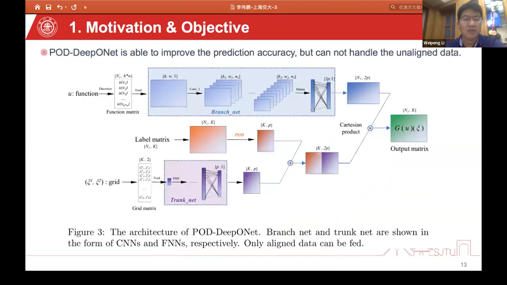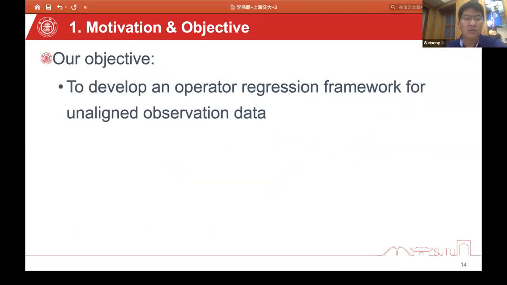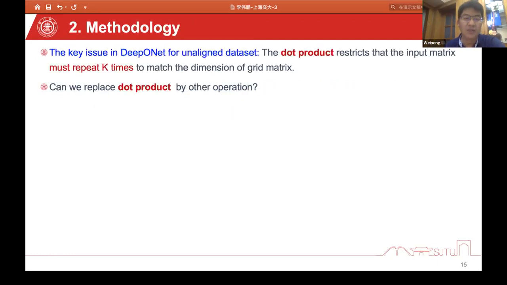And also for the POD, it is just used to handle the aligned data, but it cannot handle the unaligned data, although it improved the prediction accuracy. So our objective in this work is to develop an operator regression framework for the unaligned observed data. So how to do that?